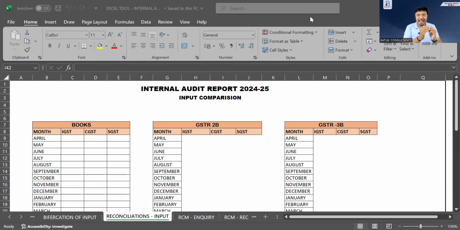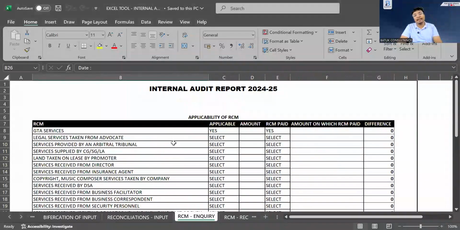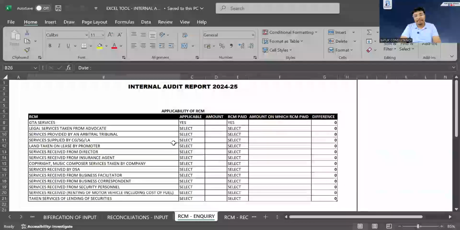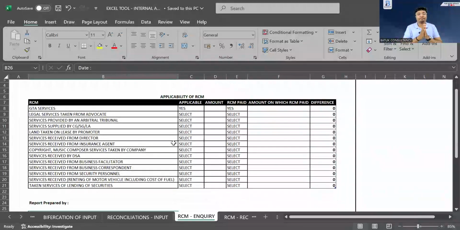We covered the bifurcation of input and capital goods input service, and the various reconciliations on account of input comparison and output. Now, under GST, one very important thing is the reverse charge mechanism. We have created an RCM query sheet, so that you just need to check whether these items are there in the profit and loss account, or if any expenditure is booked with these names. In that case we have to ensure that the RCM as per section 9(3) has been paid or not.